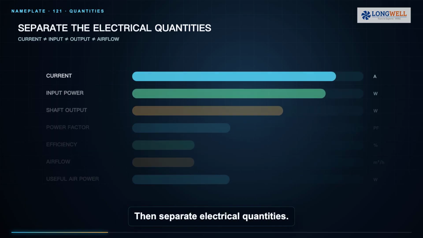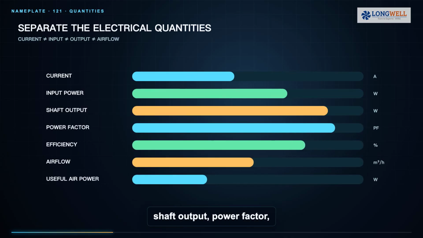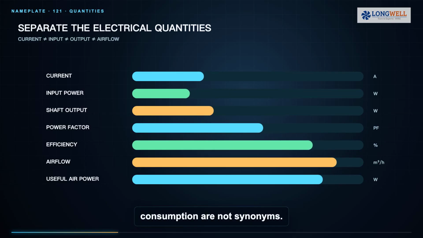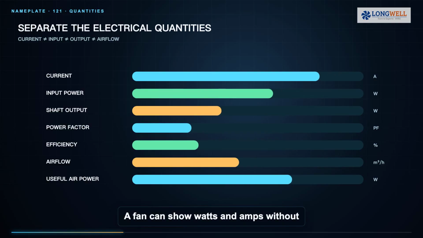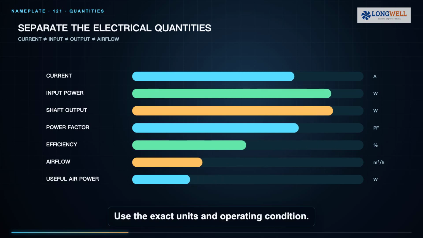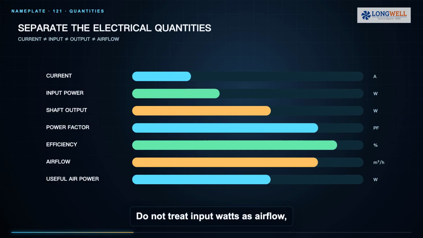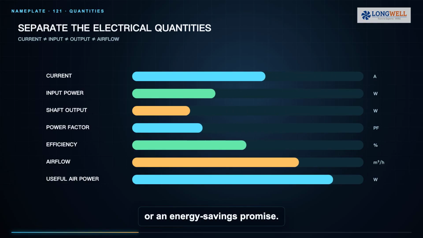Then separate electrical quantities. Rated current, input power, shaft output, power factor, efficiency, inrush, and control circuit consumption are not synonyms. A fan can show watts and amps without giving enough information to calculate every other quantity. Use the exact units and operating condition. Do not treat input watts as airflow, useful air power, motor output, or an energy savings promise.